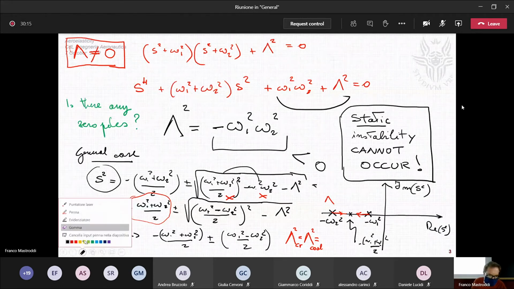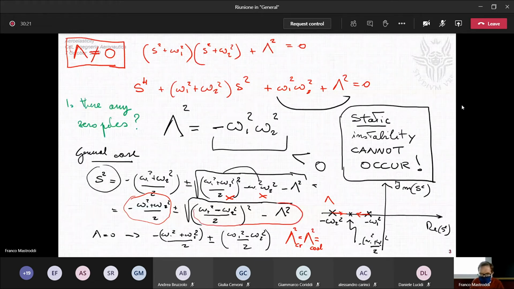This is for lambda cancelling this argument of the root. So for lambda equal to (omega 1 square minus omega 2 square) by 2 to the power 2. So for zero value of our dynamic pressure, we have in the s square plane two negative roots. If you increase lambda, these negative values are converging to the average value up to a coalescence. And the coalescence is a special value for lambda.